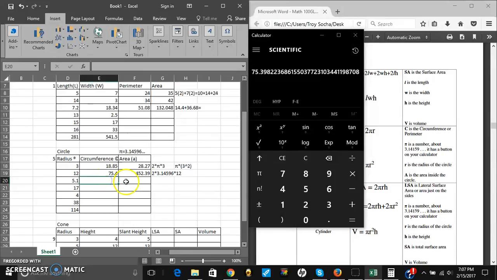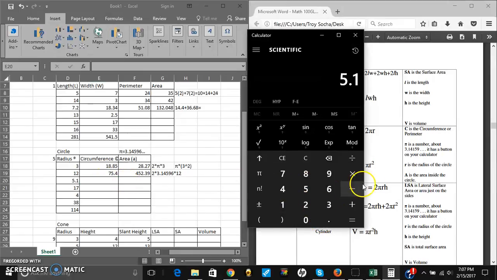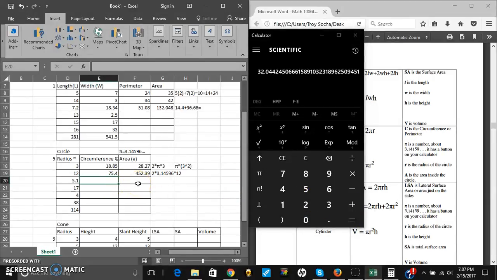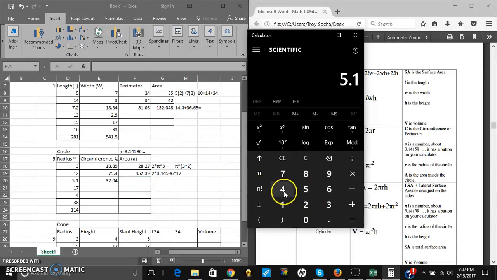And a similar thing applies to this 5.1. We just take 5.1 times pi times 2, so that gives us 32.04. For this one right here, 5.1 squared is 26.01, and times pi is 81.71.